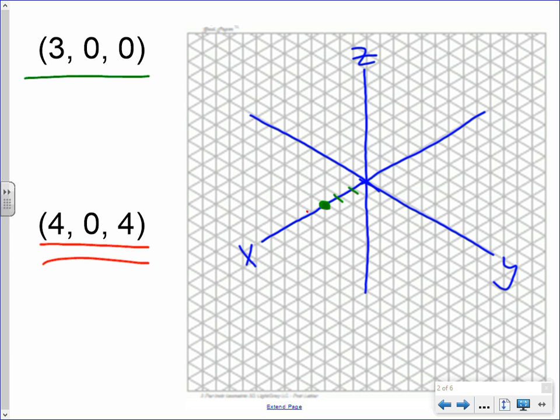So I'm going to move out on my x-axis 4. We don't have to move any in the y direction, but we need to move up 4. Now, if I move up 4, it looks like it's on the y-axis, but it's not. So we're going to leave a trail, like some breadcrumbs, so we can see the path that this coordinate is taking to get to where it is. So now we can imagine this lying above the x-axis in the xz plane.